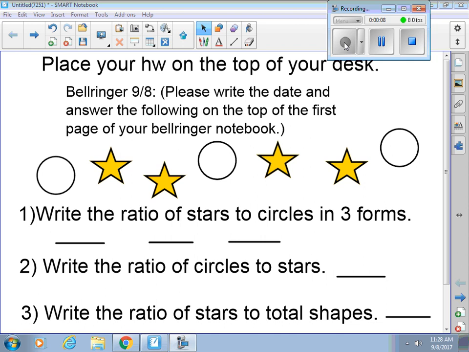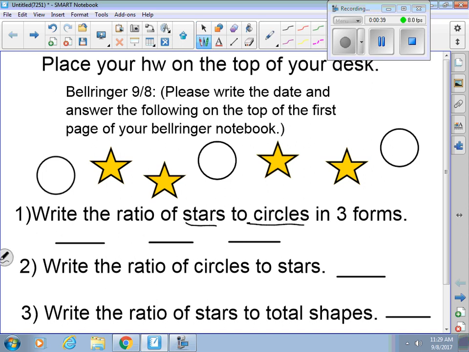Hi. Today we're going to do lesson 2 from the modules. Actually, it's lesson 3. We're going to talk about equivalent ratios, but before we do that, we're going to go over our bell ringer, a little review of yesterday's lesson. The first thing says, write the ratio of stars to circles in 3 forms. Raise your hand if you can tell me what the ratio of stars to circles is.